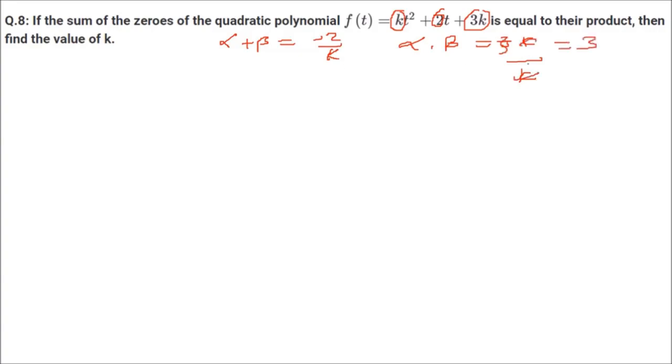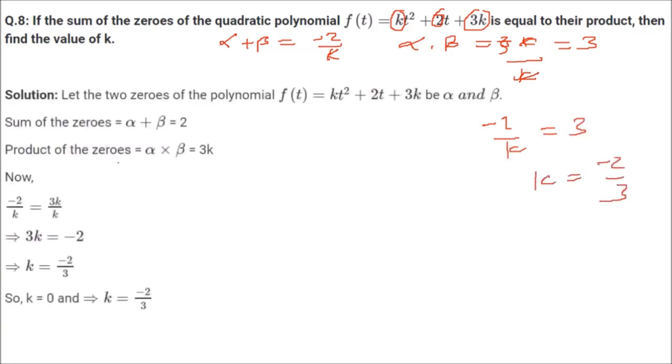Now these two are equal. So minus 2 by k is equal to 3. So what will be k? Minus 2 by 3. So again, this was the solution, and this is just for your overview of how we actually came to this conclusion.